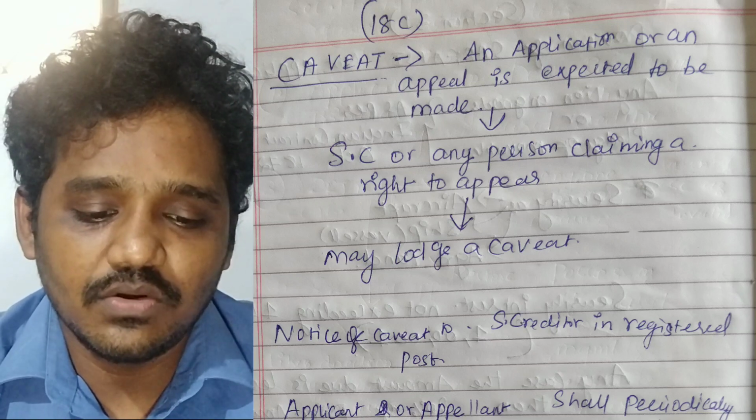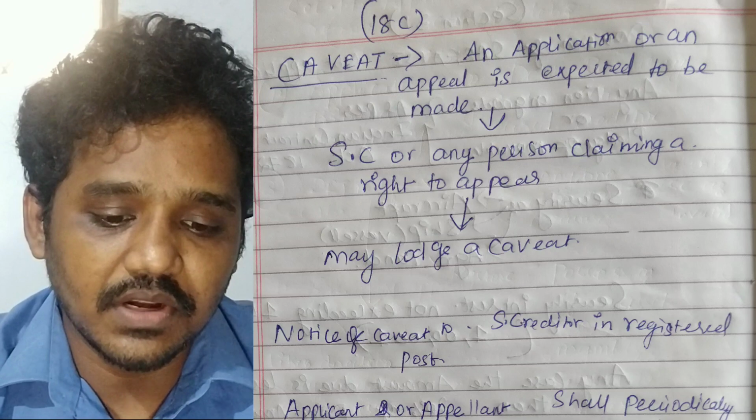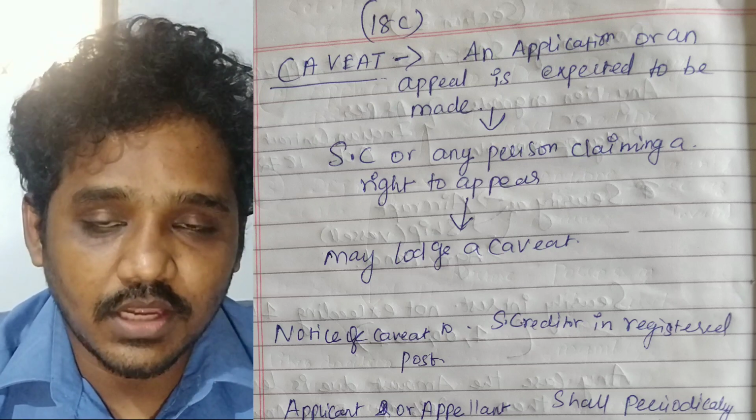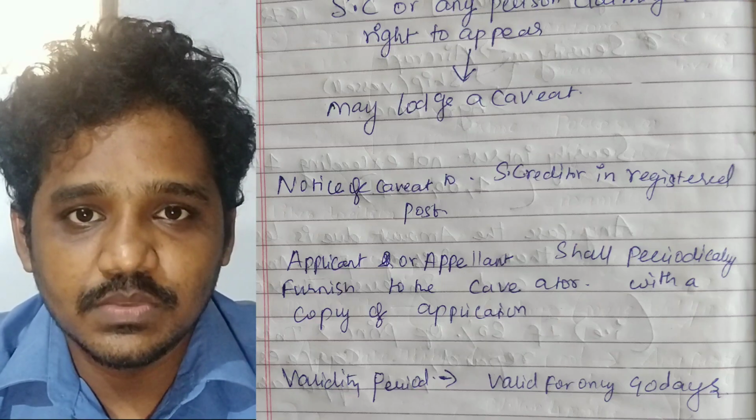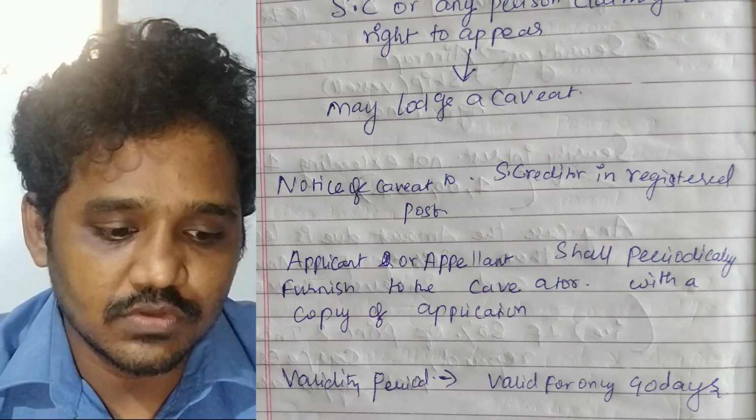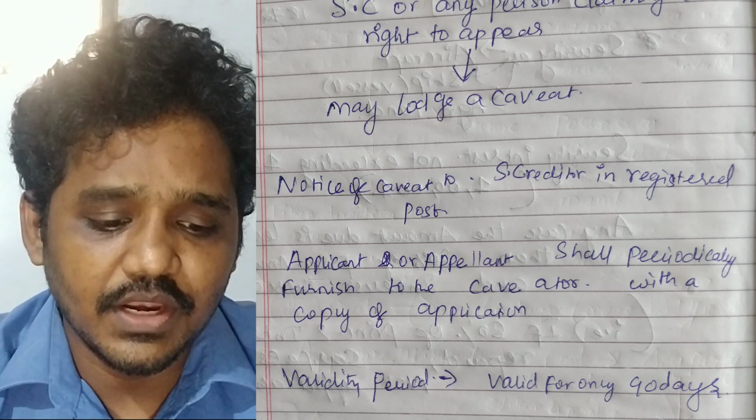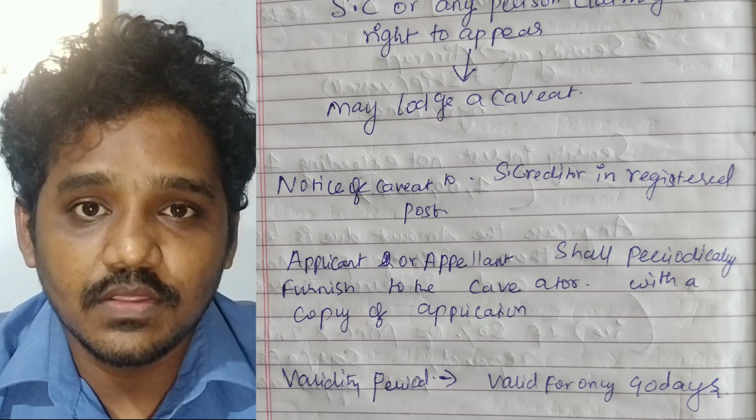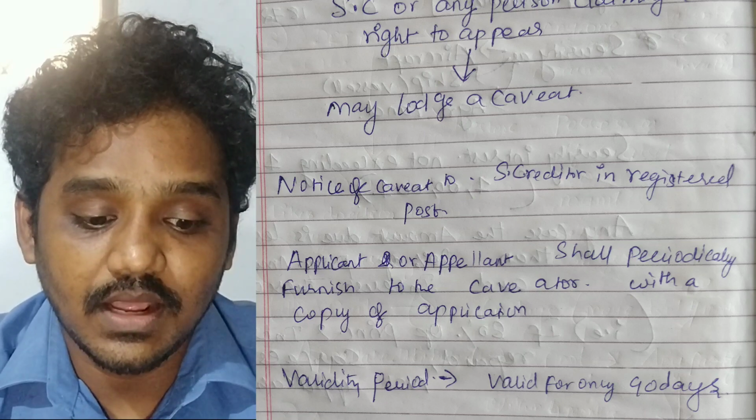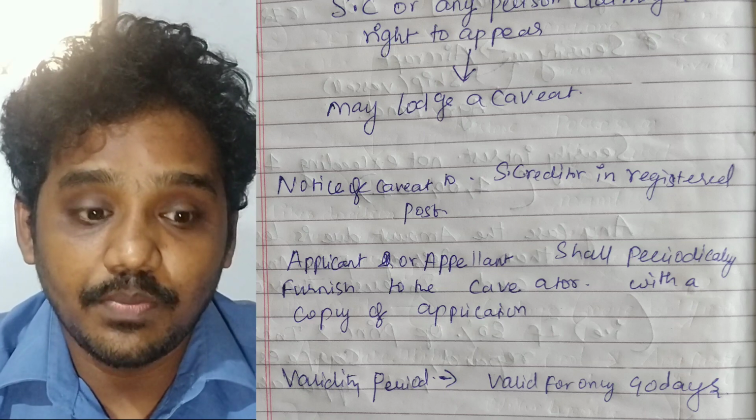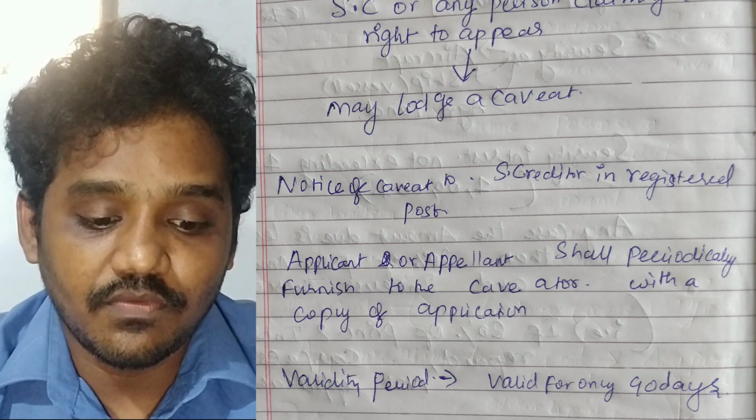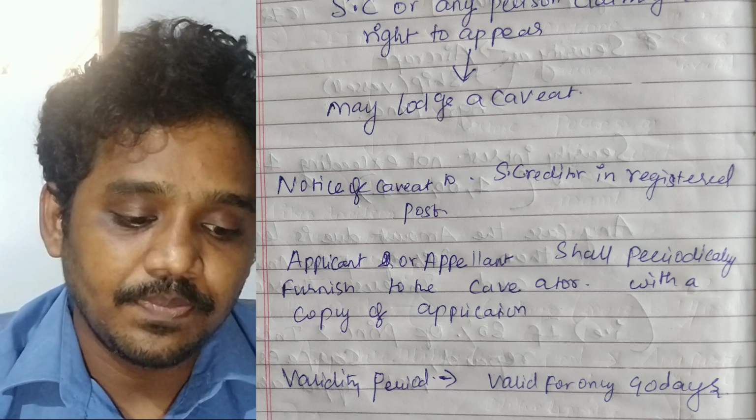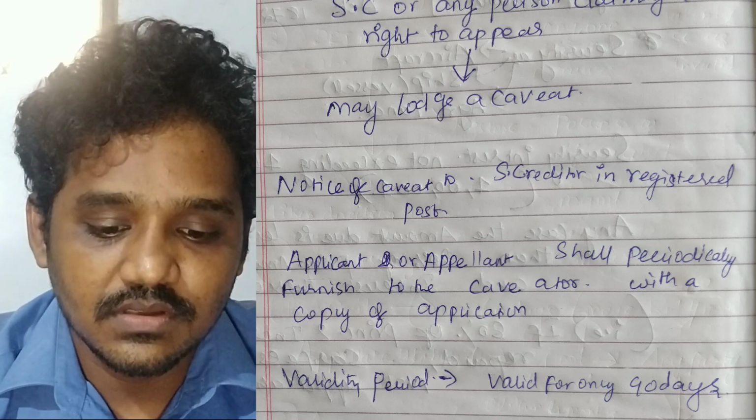Notice of caveat is to be sent to all the connected persons and the secured creditor by proper registered post. Similarly, all the affected people will also be served by registered post. The applicant or appellant shall periodically furnish the caveator with a copy of the application. Whatever the movement, both the applicant and the appellant have to give proper periodical returns, properly furnished to the caveator with a copy of the application. And then the validity period is 90 days.